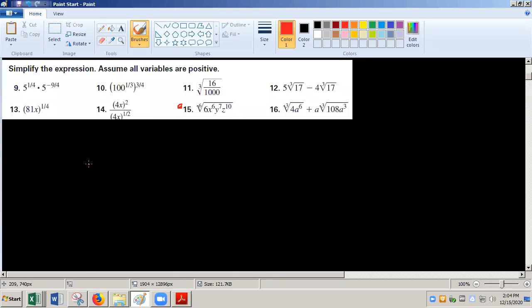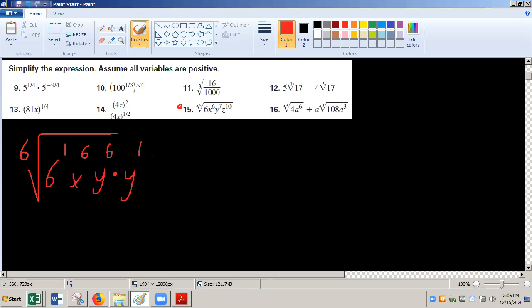So in 15 here, we want to simplify the expression, assume all variables are positive. When we look at this thing, I have a level 6 force field. The only thing strong enough to break out of a level 6 force field is something with a level 6 exponent. 6, I'm just going to explicitly write this, is raised to the 1st. I have x raised to the 6th, and I have y to the 7th. I'm going to write the y to the 7th as y to the 6th times y to the 1st. Typically I don't write to the 1st, but I just want to be explicitly clear here.